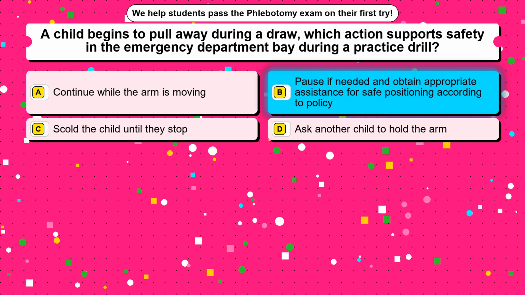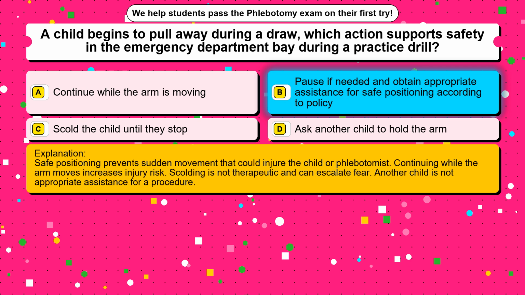The correct answer is option B. Pause if needed and obtain appropriate assistance for safe positioning according to policy. Safe positioning prevents sudden movement that could injure the child or phlebotomist. Continuing while the arm moves increases injury risk. Scolding is not therapeutic and can escalate fear. Another child is not appropriate assistance for a procedure.